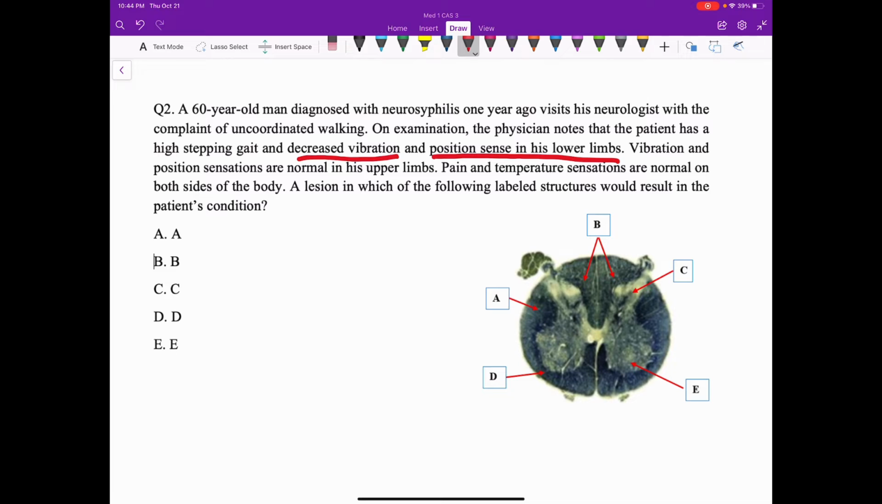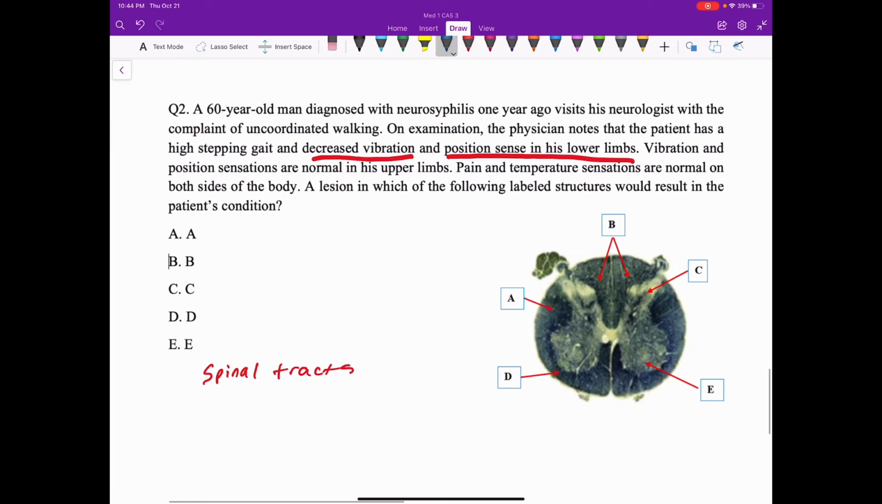Well, if we didn't know what we were talking about, like if we didn't know we were being asked on the spinal tracts, what else would be important? Well, also a high stepping gait, we would think, oh, okay, well this has to be something with what? Trendelenburg sign.